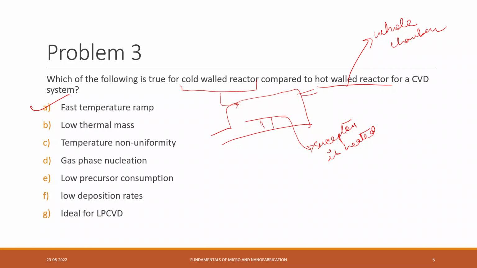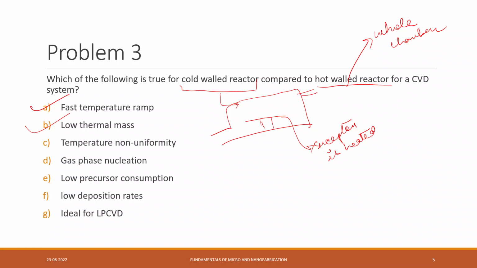So here in the cold wall reactor, only the receptor is the thermal mass, while in the hot wall reactor, the whole chamber is the thermal mass that loads the heating system. So the thermal mass there is low. So B is also ruled out.